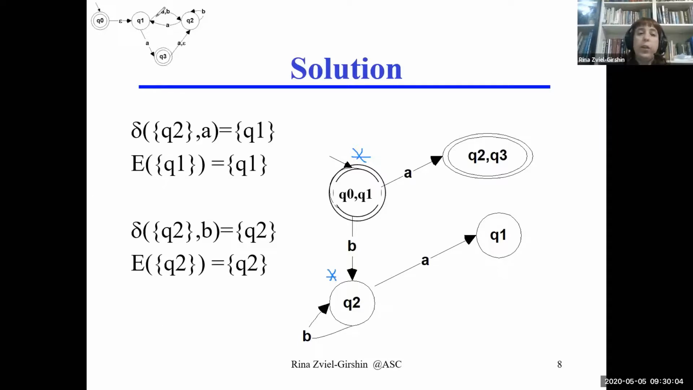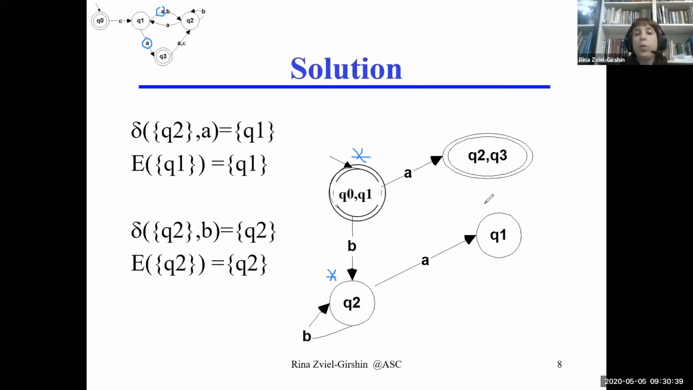Q1 on A, where can I go? Q2, and additionally Q3. So I have with A several possibilities. I can go to Q2 and Q3. If I compute the epsilon closure of Q2, Q3, I actually have the same state. I have an epsilon transition from Q3, but once again to Q2. So basically, Q1 on A, we move to the state Q2, Q3 that we already have.